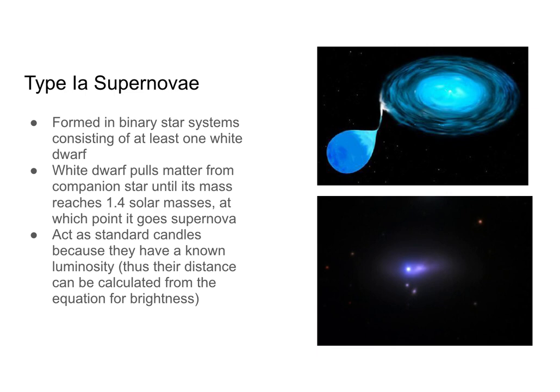So let's start by talking about type 1a supernovae, because they're the more complicated ones, so I'd rather talk about them first while your brain is still fresh. Type 1a supernovae are formed in binary star systems. And when I talk about a binary star system, what I mean is that I have two stars rotating around their common center of gravity.